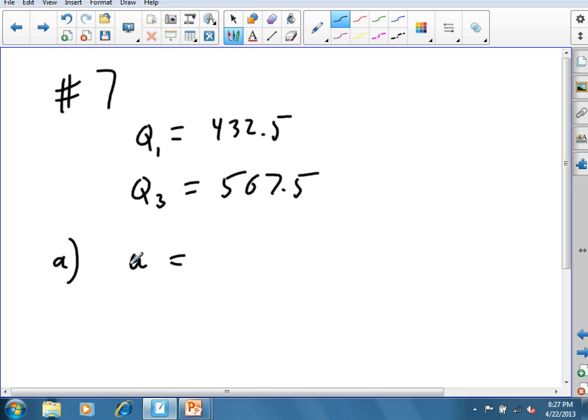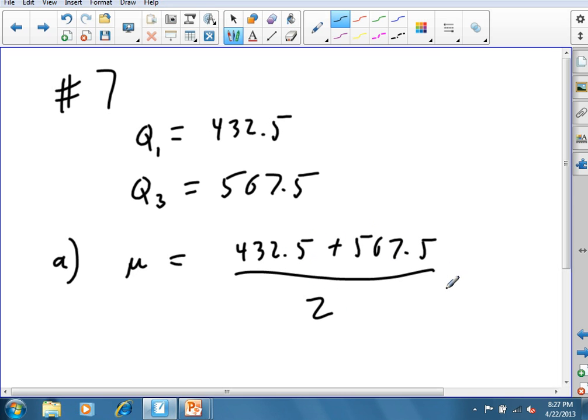If I could spell mean. There, is that better? Nah, I don't think so. I think we ought to get a little bit off of there. There, that's better. Well, the mean's got to be between those two, right? Like in the middle. So if I go 432.5 plus 567.5 and I divide by 2 and I get 500, then that would be the mean. Do I get 500? I most certainly do.